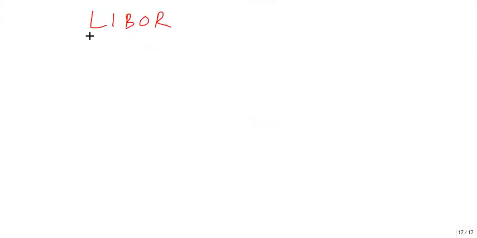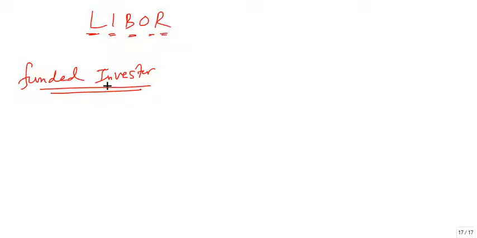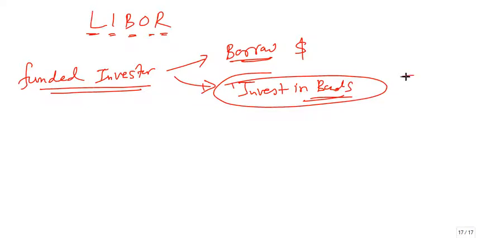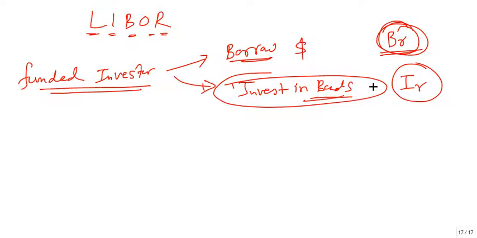LIBOR is the London Interbank Offer Rate. This is the rate at which banks lend to each other. Now we need to understand who a funded investor is. Please note that a funded investor is an investor who borrows money, and this borrowed money he invests in bonds. All these funded investors want their investment return to be greater than the rate at which they have borrowed.